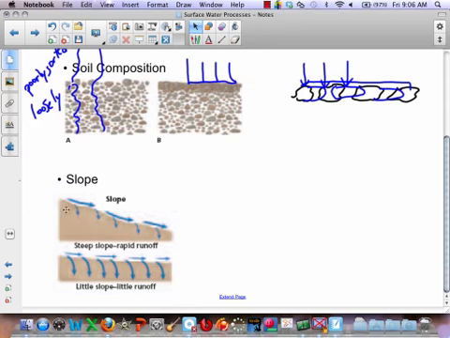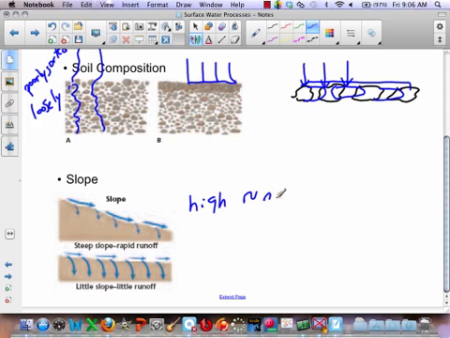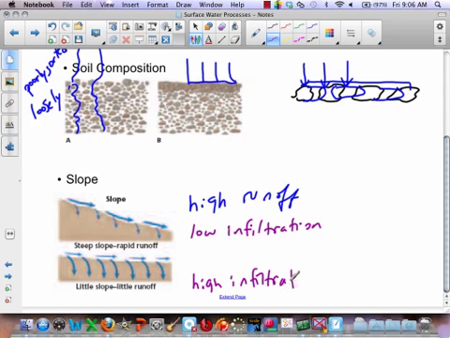If we have a steep slope, we have high runoff, and then we also have low infiltration. And then if we just lower that slope just a little bit, we completely reverse this. We have high infiltration with low runoff.